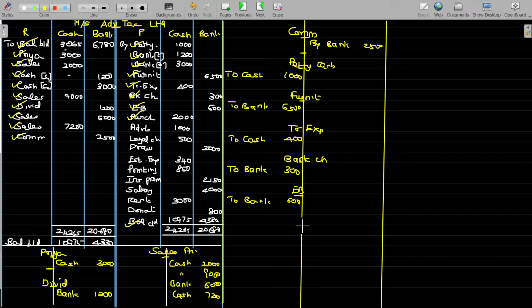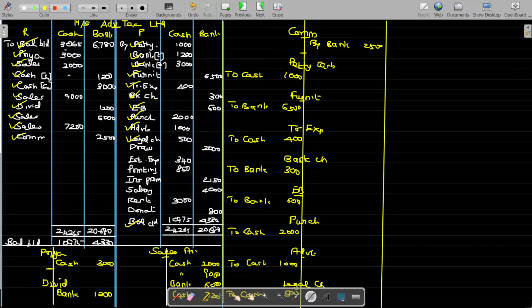Now purchases. For the purchases, the payment is by way of cash, so to cash, the value being 2000. Now verify whether there are any other purchases. Of course, we don't have any other purchases. Leave it. Then the other account being advertisement, to cash, rupees 1000. Legal charges, to cash, the value being 500.